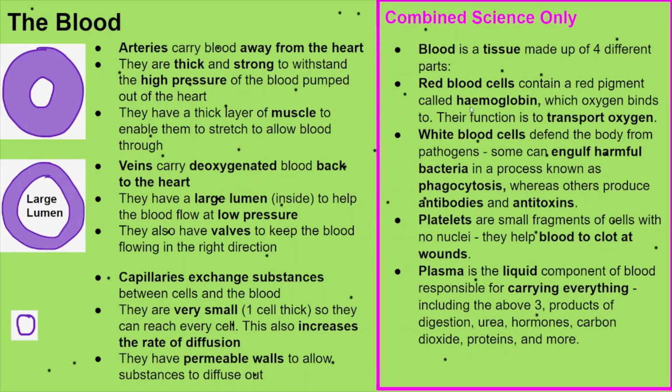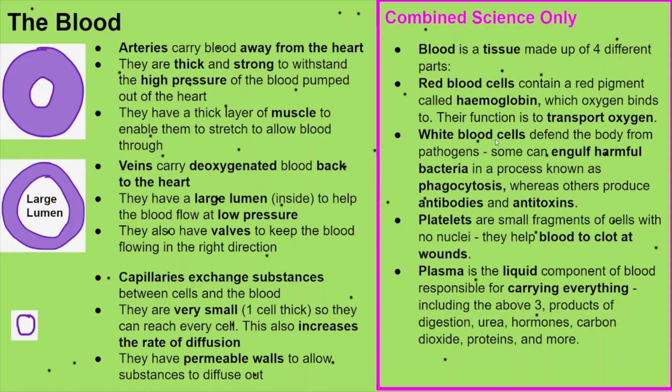Now, this next bit on the parts of the blood is not going to come up in the triple science combined or higher exam. It's only for the combined science people. Blood is a tissue, and it's made up of 4 different main parts. So you have the red blood cells, which are responsible for transporting oxygen because they contain hemoglobin, which oxygen binds to. This is a red pigment, which is why they're red blood cells.